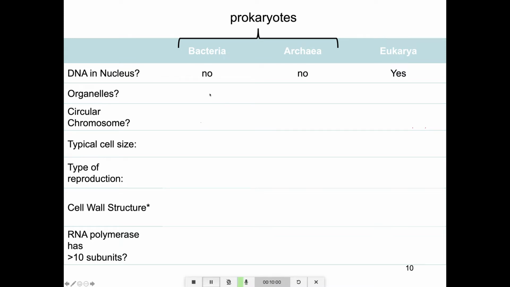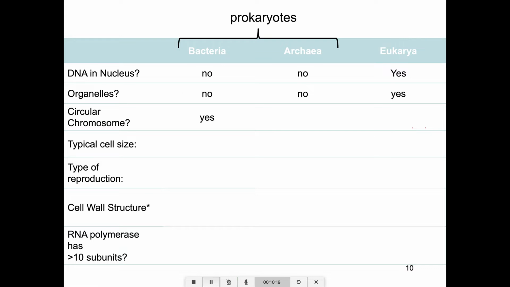What about organelles? Bacteria, yes or no? No, it does not. How about archaea? Yes or no? No, it does not. How about eukaryotes? Do they have organelles? Yes, they do. What about circular chromosomes?